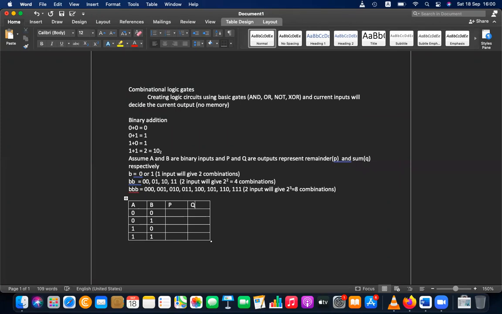P is the remainder and Q is the sum. Okay, can you tell me the value? What is P? 0 plus 0. What is the remainder? What is the sum? Sum is 0. 0 plus 0. Sum is 0. So what is the remainder?